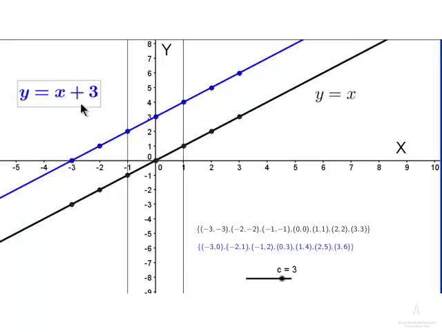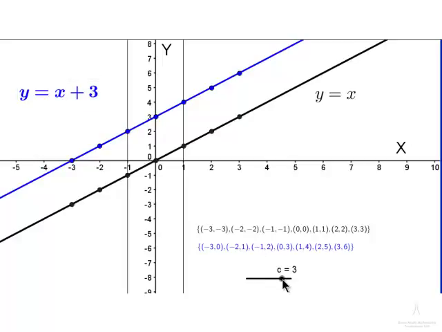Note the defining equation, all that's happened is we added 3 to the y value. This is exactly what it means. Here the y value was x. Now the y value is x plus 3.